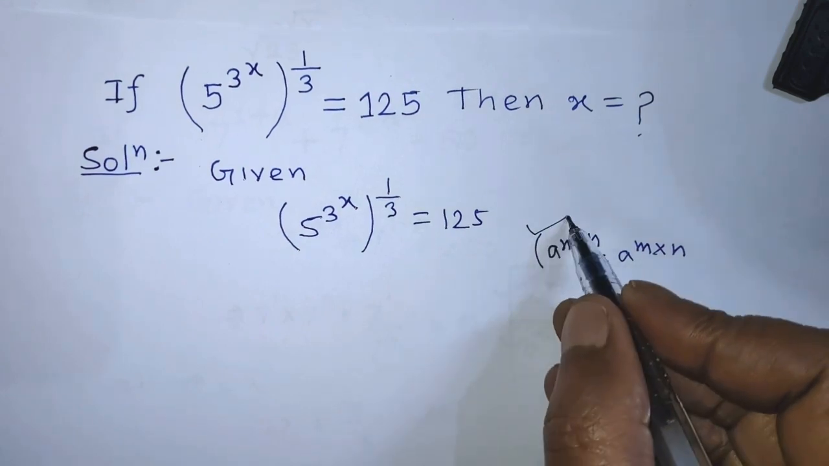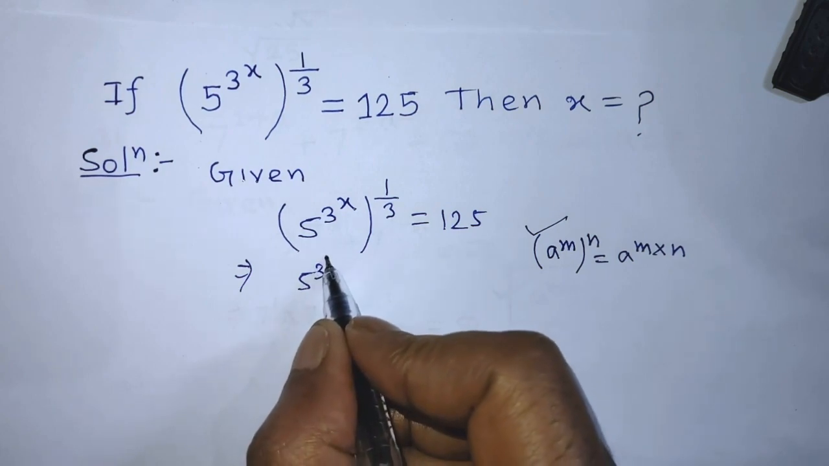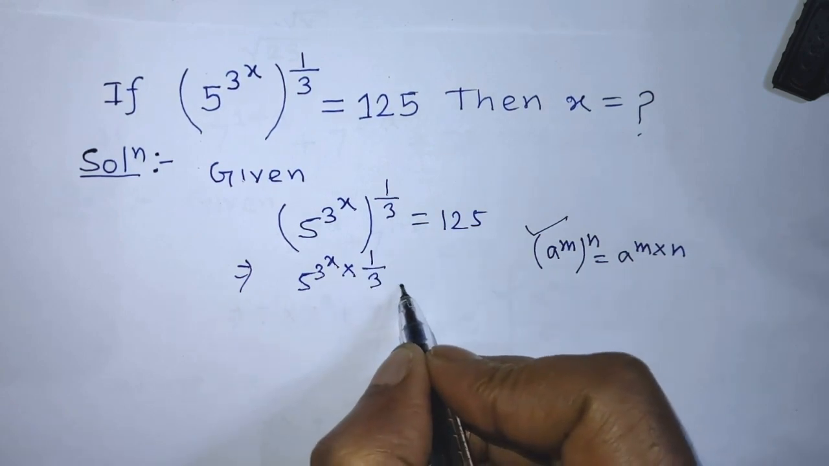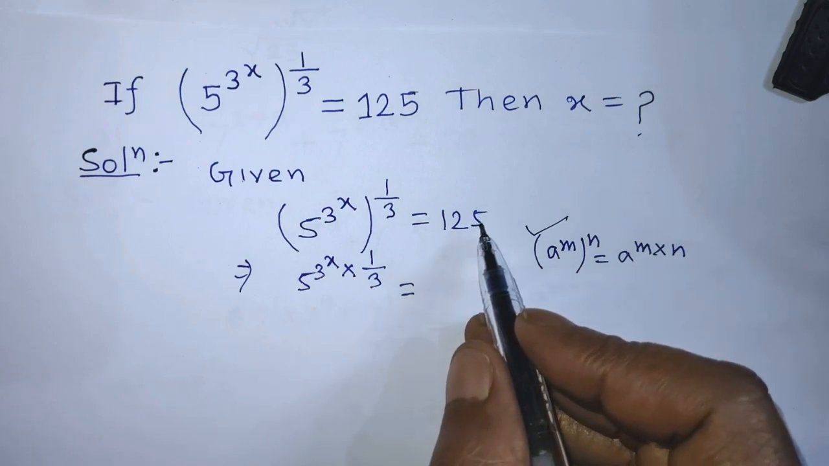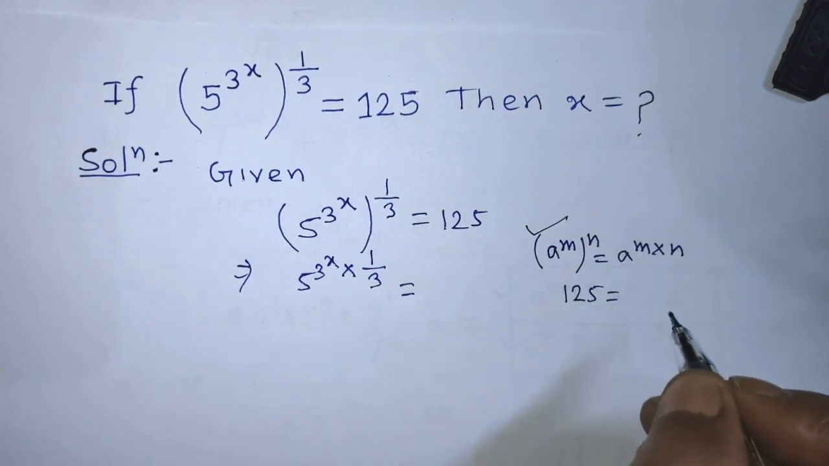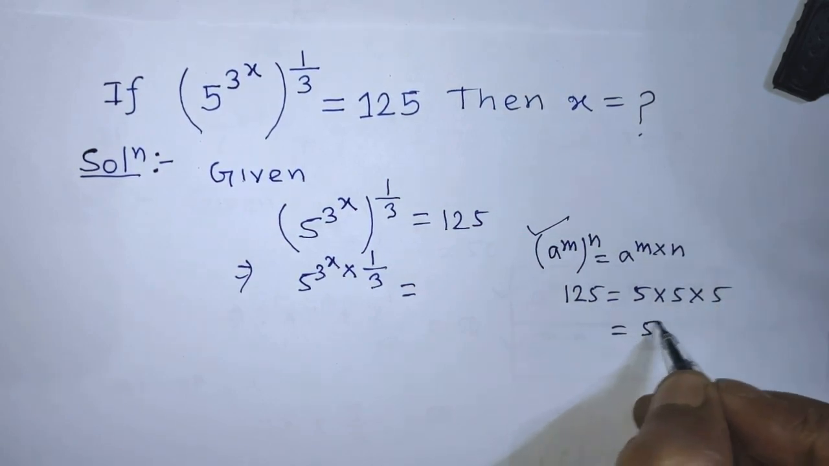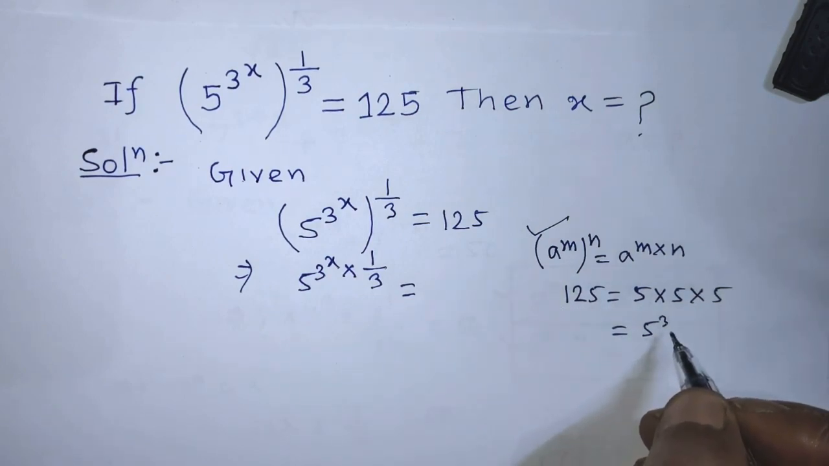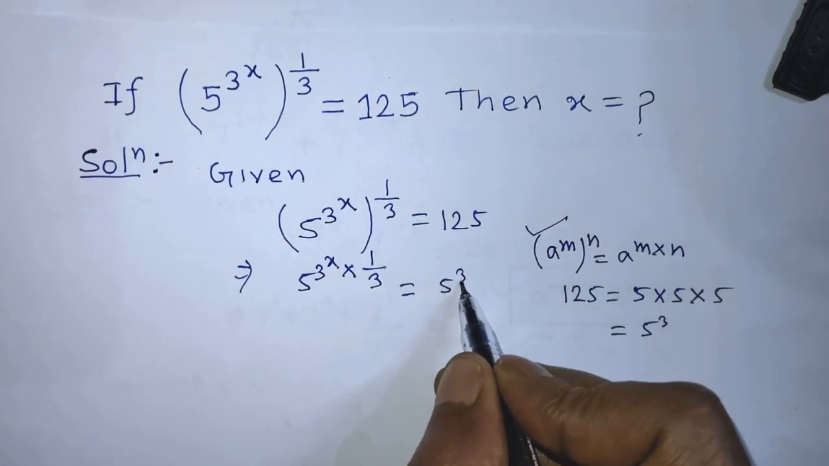According to this formula, we can write from the left hand side 5^(3^x times 1/3) is equal to, on the right hand side we have to write the exponential form of 125. We know that 125 is equal to 5 times 5 times 5, that is 5^3. So the exponential form of 125 is 5^3, and on the right hand side we can write 5^3.